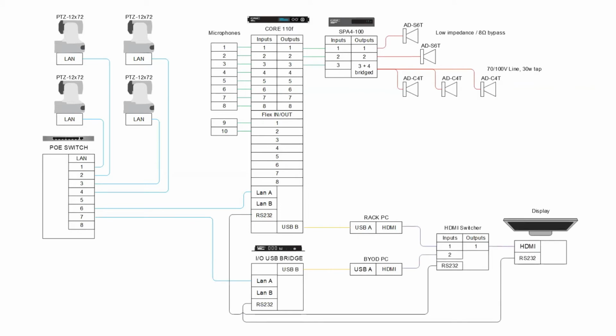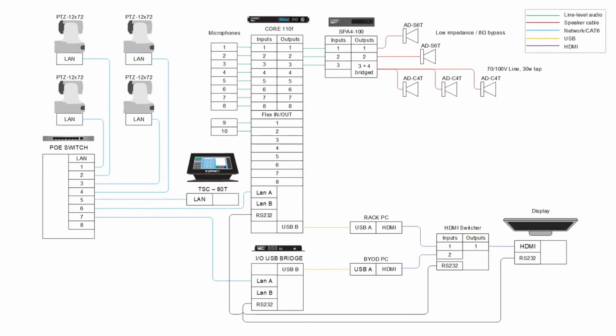In this design, we just use the HDMI signal straight from the rack mount PC and the laptop, which will go into an HDMI switcher. This can be controlled via RS-232. So we've got 1 port on the I/O bridge and 1 port on the Core. So these 2 can then be used to control the systems. And then we'll add the touch panel to our design. Once again, just connect that to the network, and we've got our system.